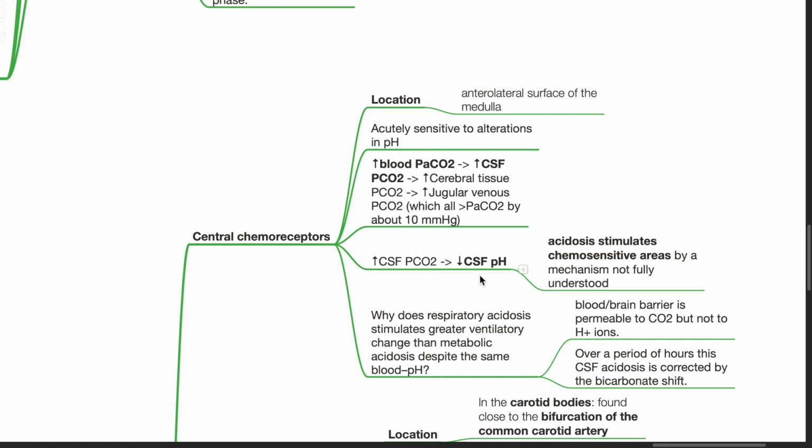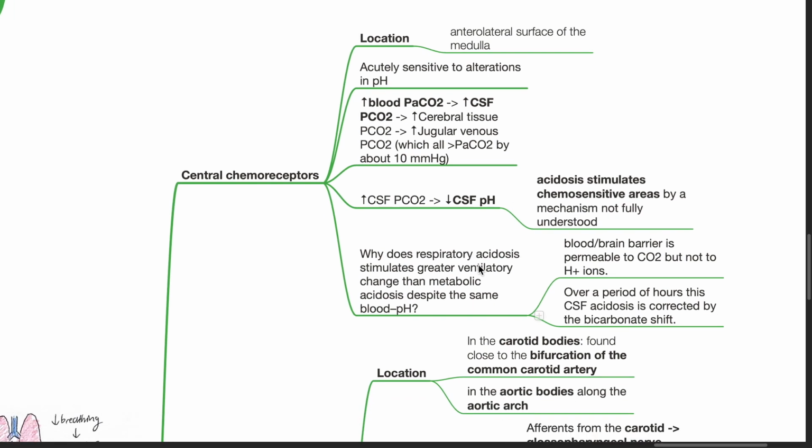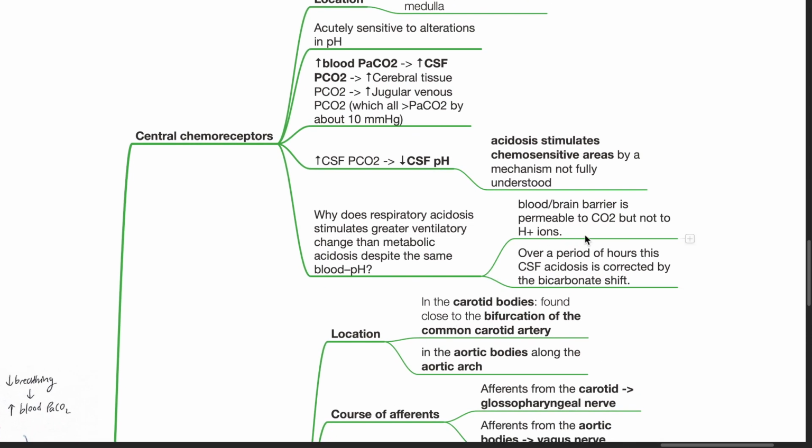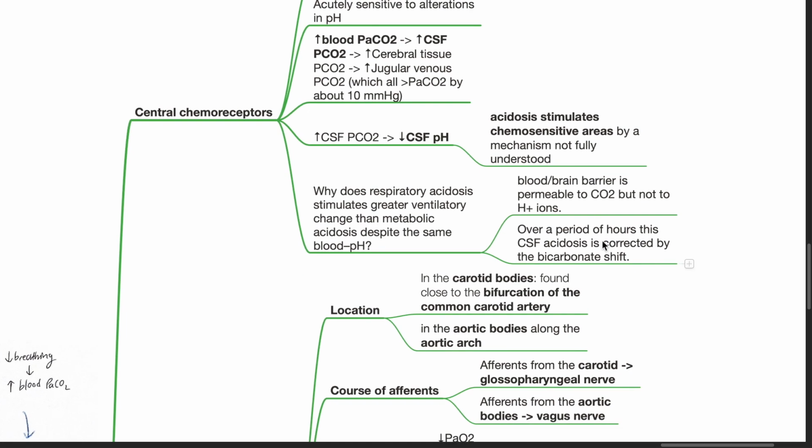Increases in CSF PCO2 result in decreases in CSF pH, and this stimulates the chemosensitive areas by a mechanism not fully understood. Why does respiratory acidosis stimulate greater ventilatory change than metabolic acidosis despite the same blood pH? It is because the blood-brain barrier is permeable to CO2 but not to hydrogen ions. Over a period of hours, this CSF acidosis is corrected by the bicarbonate shift.